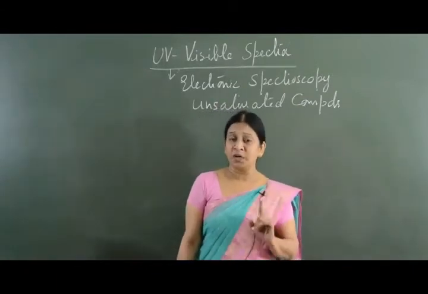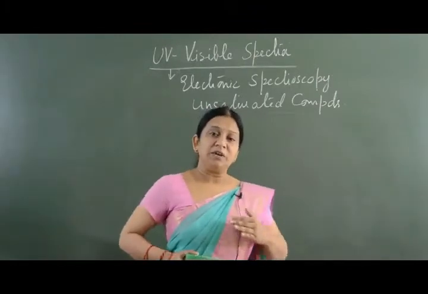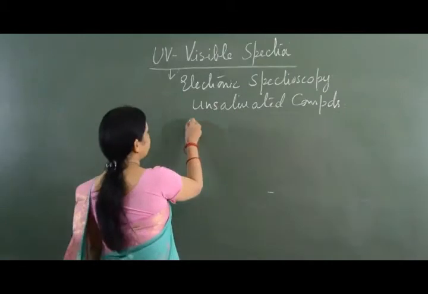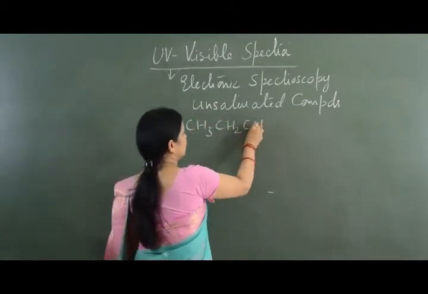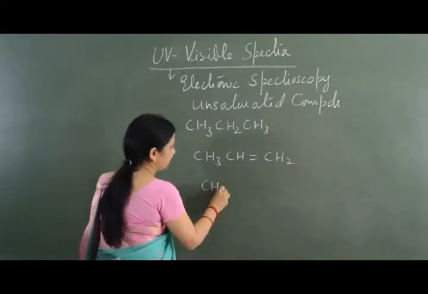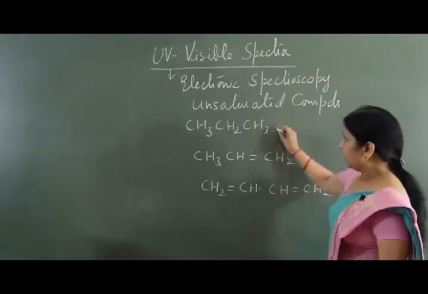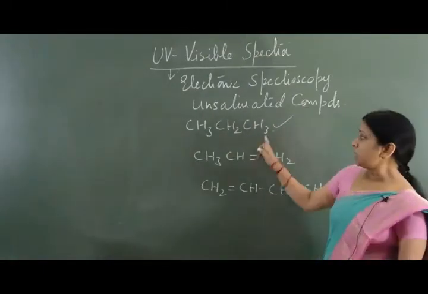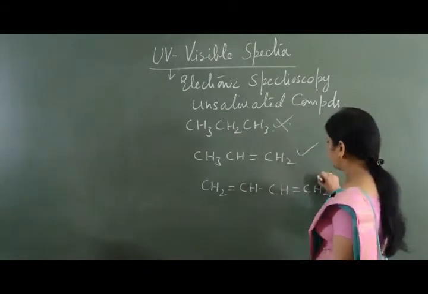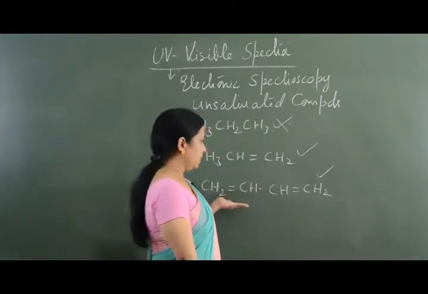So, the condition for UV spectra is given by molecules which have unsaturation with conjugation, and the greater the conjugation, the greater will be the wavelength at which the absorption takes place. For example, if I write these three compounds: one is CH3CH2CH3, the other is CH3CH=CH2, then I go with CH2=CH-CH=CH2. In these three compounds, the first is a saturated compound, which has only single bonds. So, this compound is not going to give UV spectra in any condition. Now, we have these two compounds, both unsaturated, but here we do not have conjugation, but here we have conjugation.